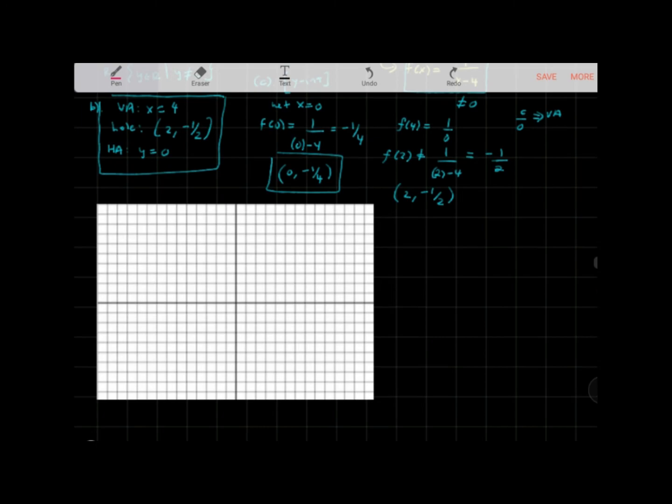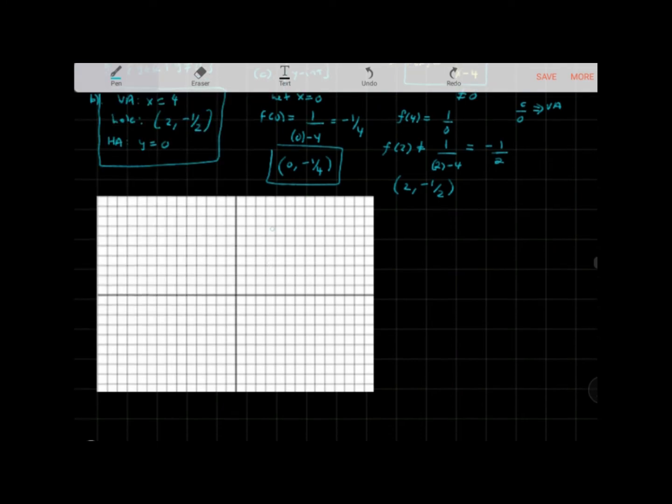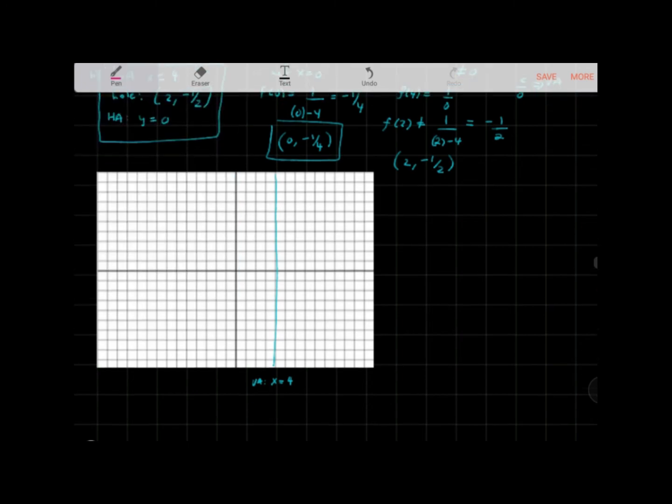Okay, so looking at our grid, I'm going to place my vertical asymptote, x is equal to 4. So let's place that here. I'm just going to do the vertical asymptote in blue. Okay, so this is my vertical asymptote, x is equal to 4. We also have a horizontal asymptote, y is equal to 0, so that's basically going to be the x-axis. Let's do that in red. So guys, use a ruler for this. Right, so this is our horizontal asymptote, y is equal to 0.